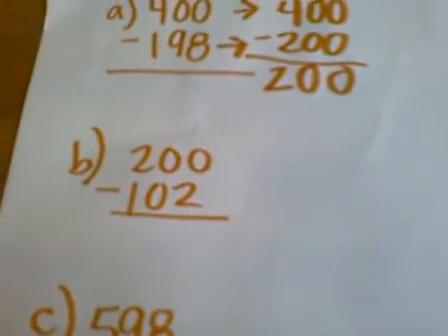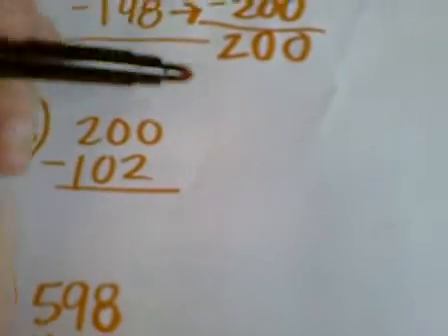Solving for B. 200 minus 102. I'm going to estimate. 200 is closest to 200. 102 is closest to 100. When I subtract, I get 100. And I'm looking for which numbers have a difference close to 100. So that's a possible answer choice.